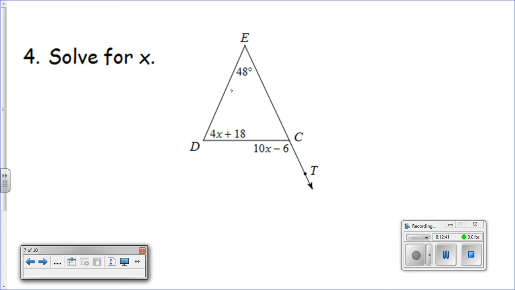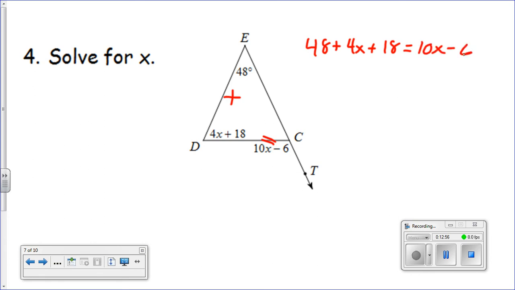Okay, the rule states that the sum of these two angles here equals the one on the outside. So 48 plus 4x plus 18 equals the angle on the outside, 10x minus 6. Okay, now we just solve it. So 4x plus, now I have to add 48 plus 18. And that's going to give me 66 is equal to 10x minus 6.